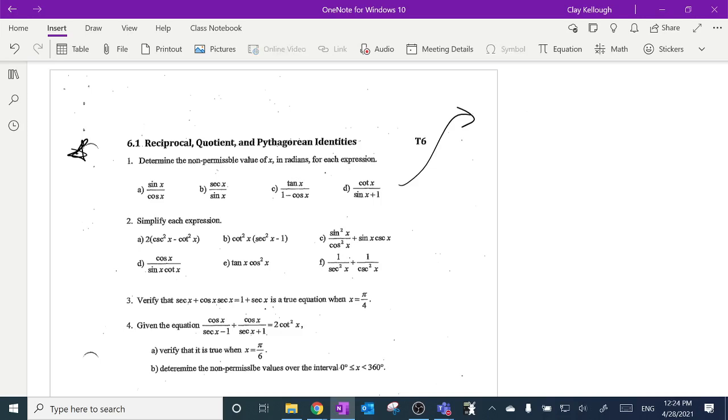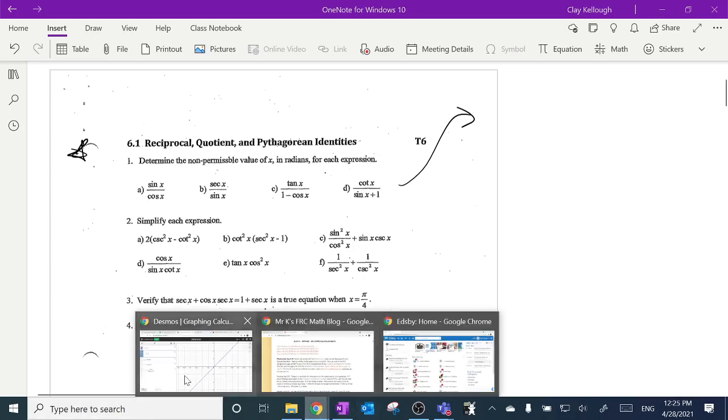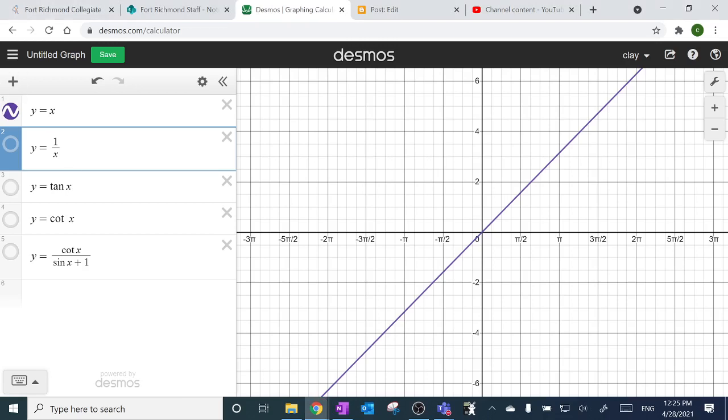Here's my proof for you. I'm going to go to Desmos. First of all, think about what y equals x looks like. y equals x is a straight line, right? And because you can't divide by 0, what happens when you take a reciprocal of it? Well, this point here that's a 0 becomes an asymptote, right? You've seen those graphs before.